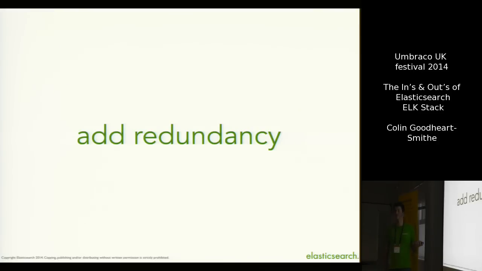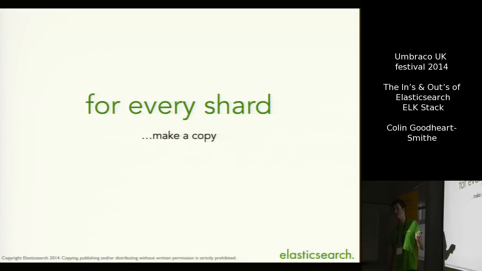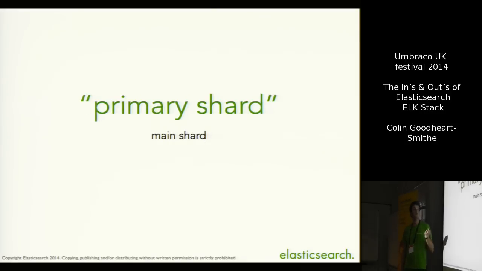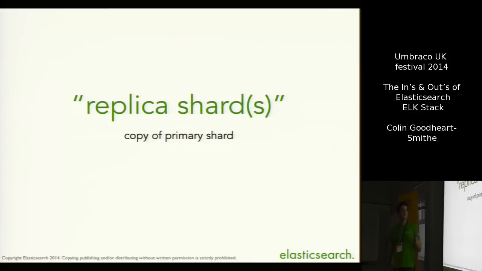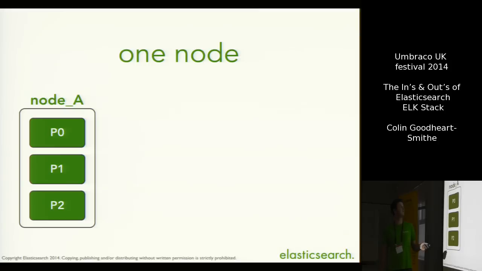So what do we need to do? We need to add redundancy. For every shard, make a copy. We have primary shards, which are the main shard, and we have replica shards, which are just a copy of the primary shard. There's nothing special about them, apart from the fact that they're not a primary shard. They store exactly the same information.